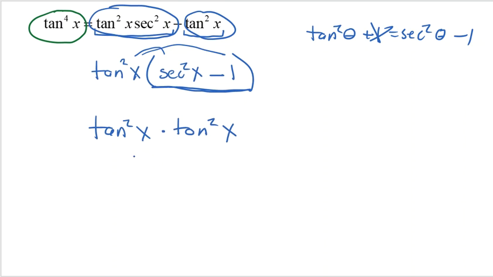And now it's pretty obvious. Tangent squared times tangent squared is tangent to the fourth. Say it with me on 3: 1, 2, 3. Verified. I have shown that the left side does in fact equal the right side.